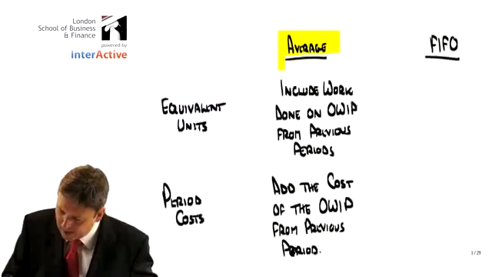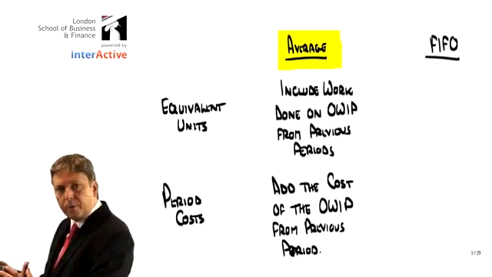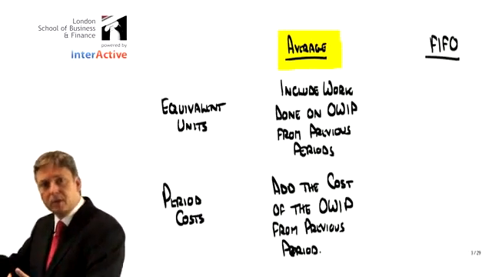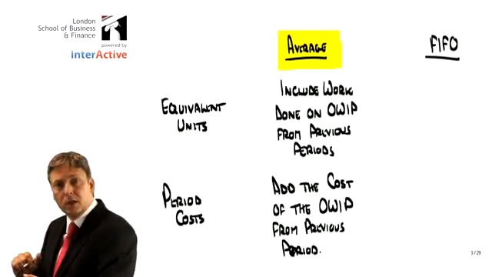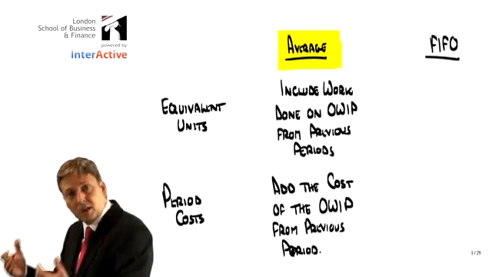We have dealt with process costing in a situation where we've had work in progress, and specifically we've been using the average method. The average method including OWIP work done from the previous period, and of course, if it includes the OWIP work done from the previous period, it must include the cost.